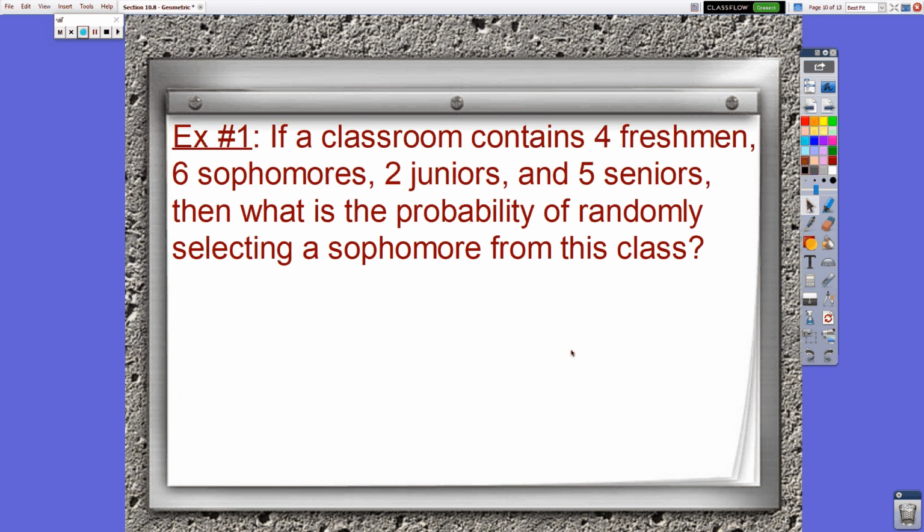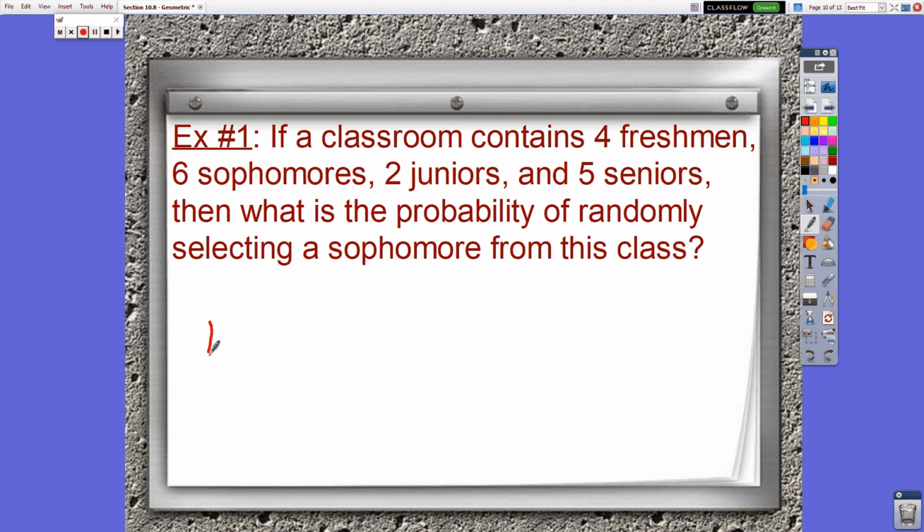So here's a basic probability question. This has nothing to do with geometry, but just to give you a rough idea about how we are going to set up that favorable part over the all part. The first example: a classroom contains 4 freshmen, 6 sophomores, 2 juniors, and 5 seniors. What is the probability of randomly selecting a sophomore from this class?